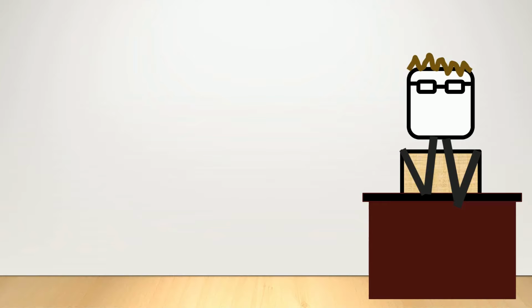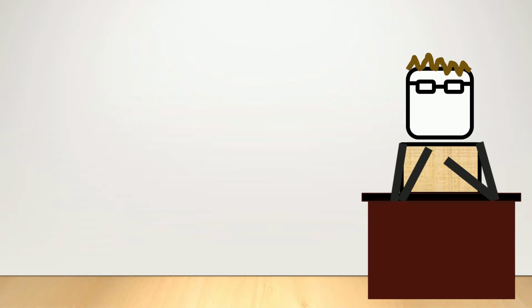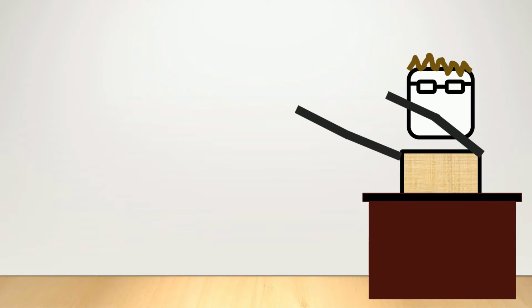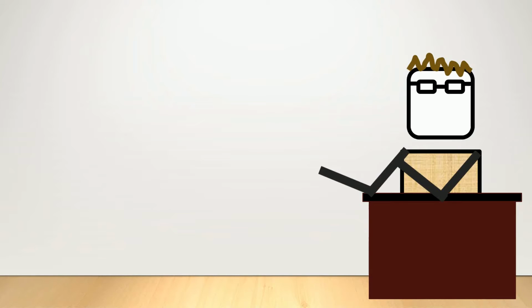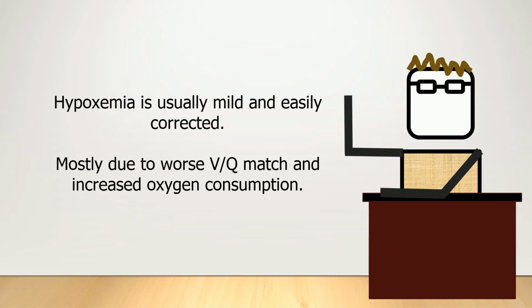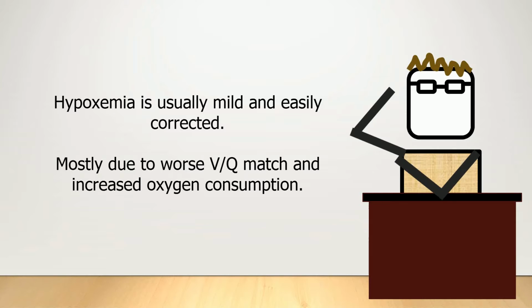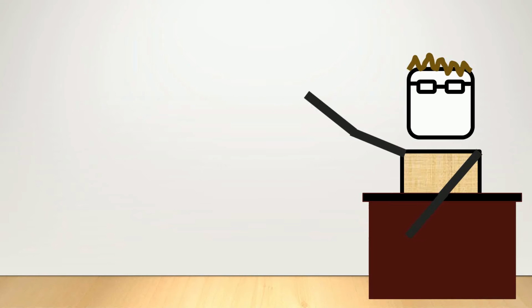COPD causes VQ mismatch from destruction of the alveoli and small airway disease. When somebody gets an acute exacerbation, this makes the VQ mismatch that much worse. As well, the respiratory muscles increase their oxygen consumption and can top off at close to 40% of total oxygen delivery, which further decreases the venous oxygen saturation. The total shunt fraction doesn't necessarily increase significantly, so usually the hypoxemia can be corrected with just a little bit of supplemental oxygen.